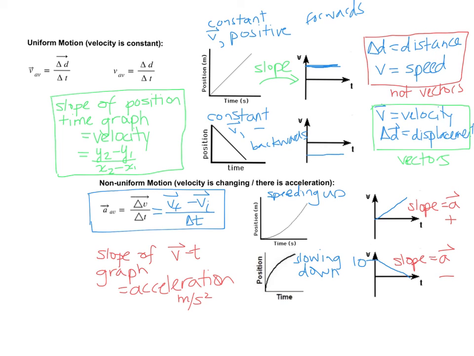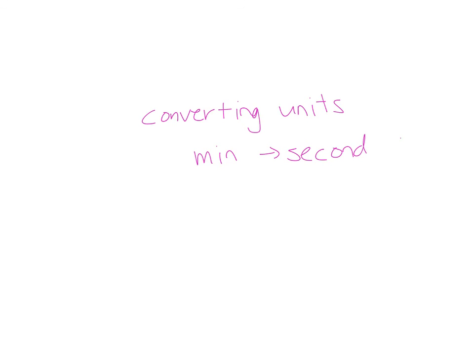One more thing that I just wanted to quickly go over is converting units. To convert units, just a quick reminder. If we're going from minutes to seconds, there are 60 seconds in every minute, so we have to multiply however many minutes we have by 60. And then if we're going between kilometers and meters, 1 kilometer is 1,000 times bigger than a meter.